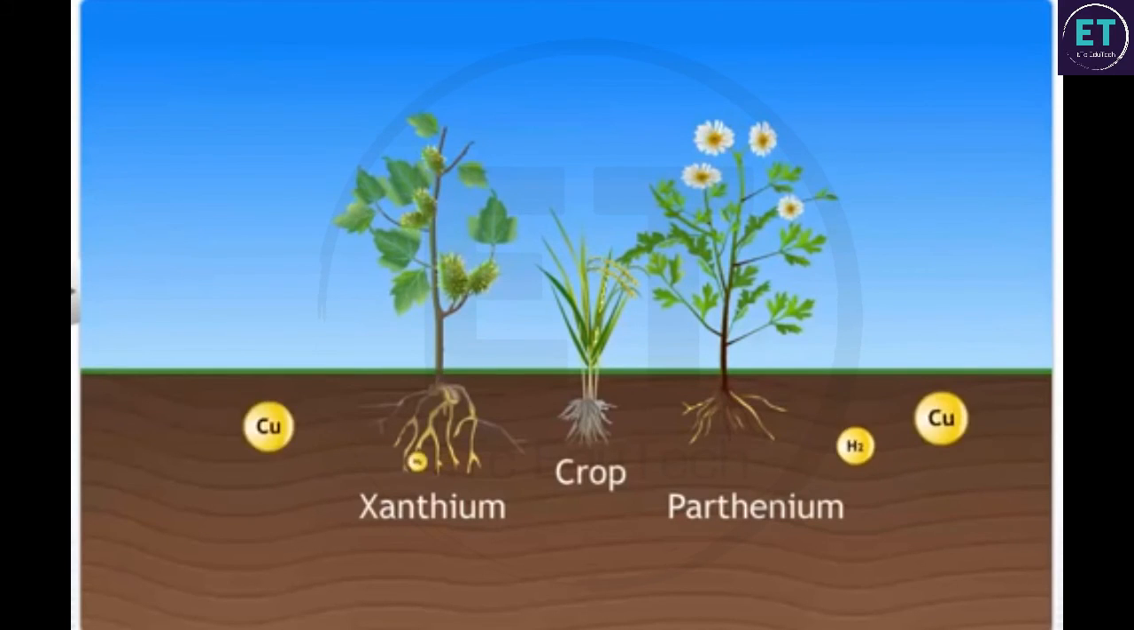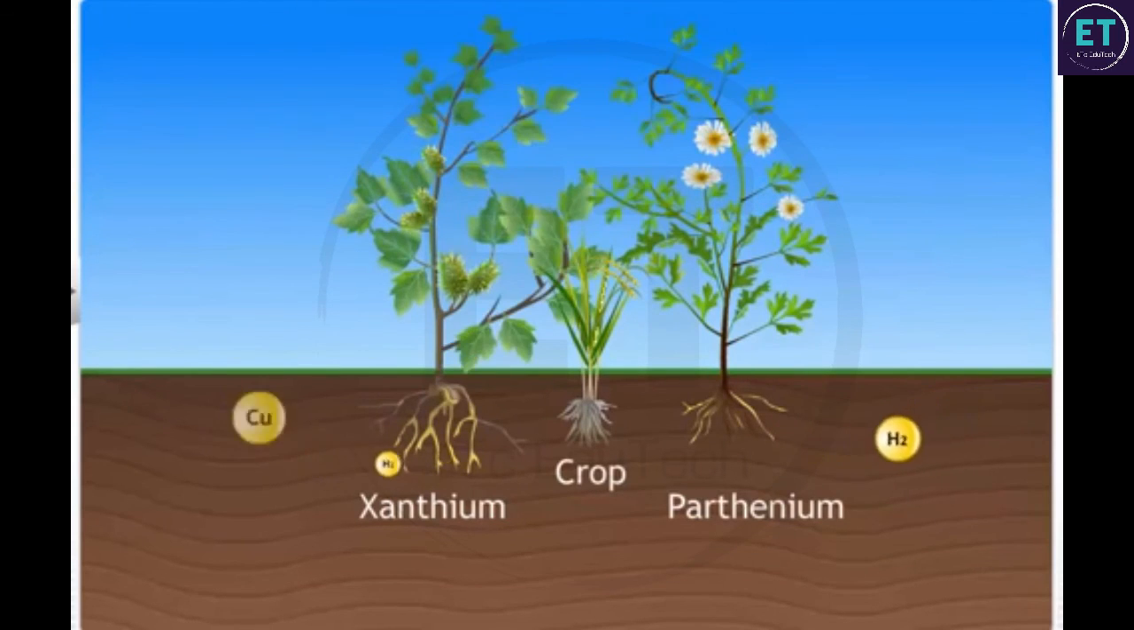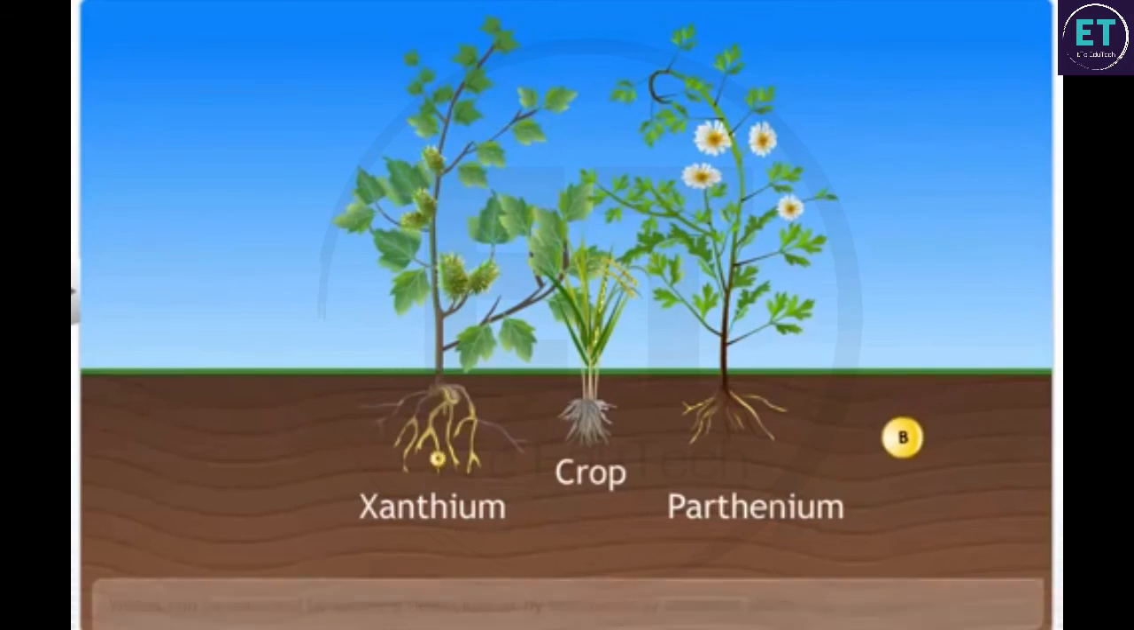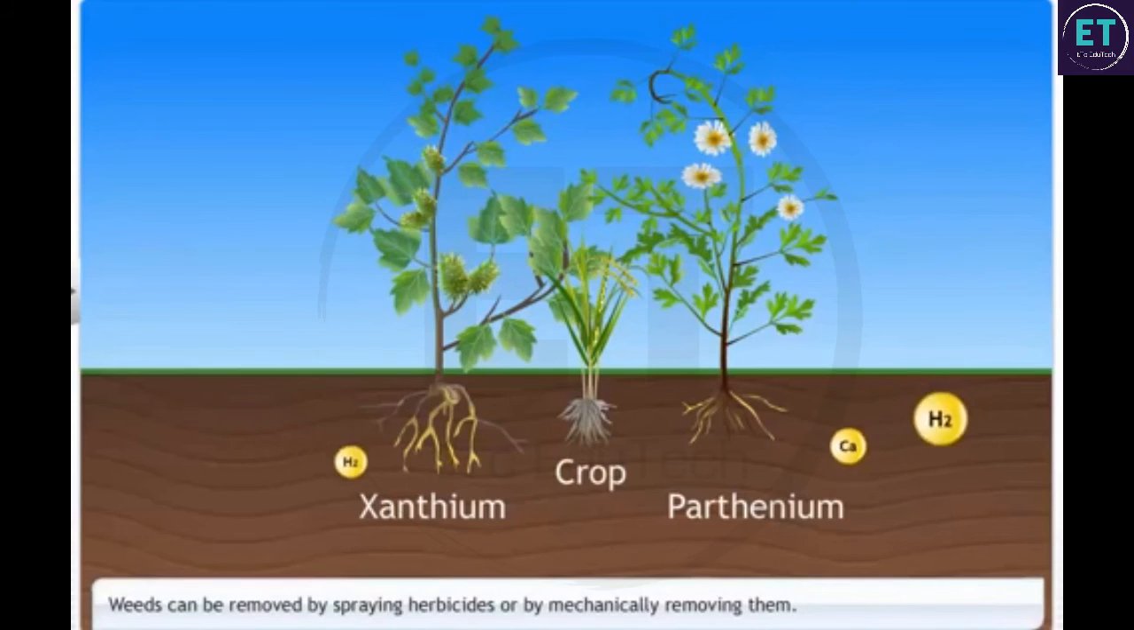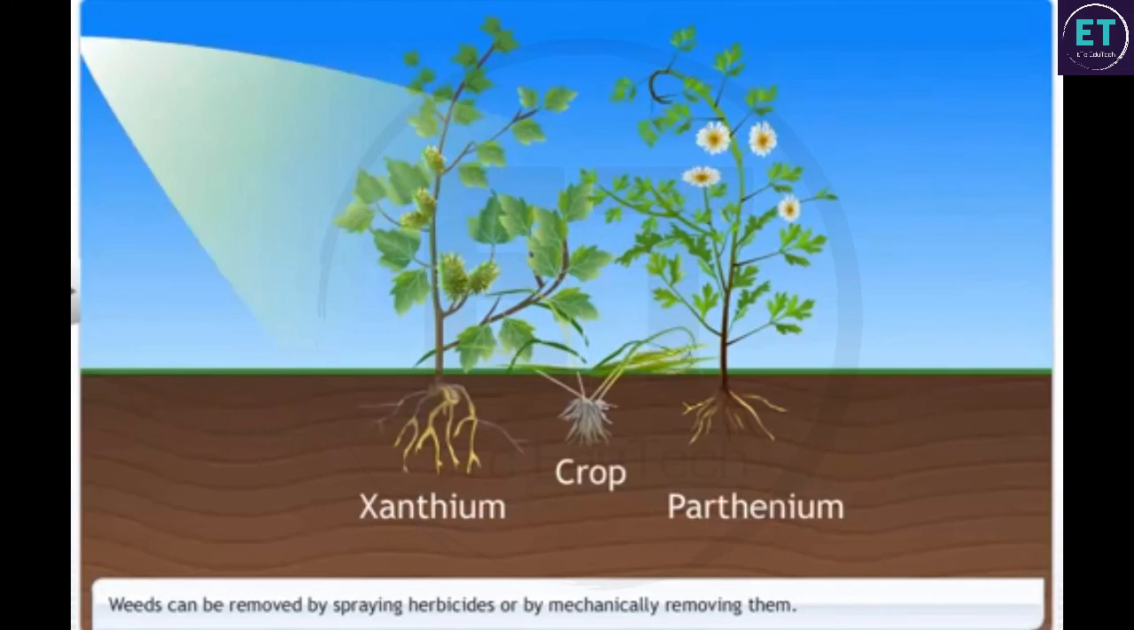Weeds like xanthium, parthenium, and Cyperus rotundus are unwanted plants in the crop field. They compete with the crop plants for food, space, and light, and finally reduce crop growth. Weeds can be removed by spraying herbicides or by mechanically removing them.